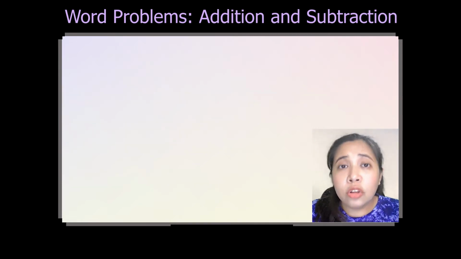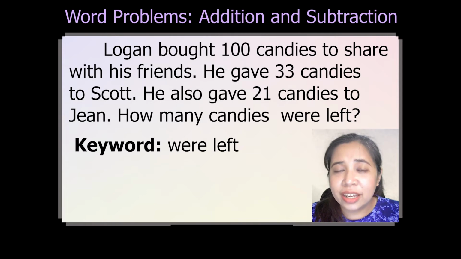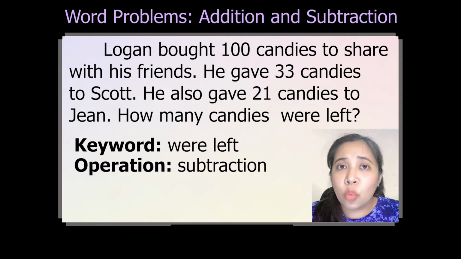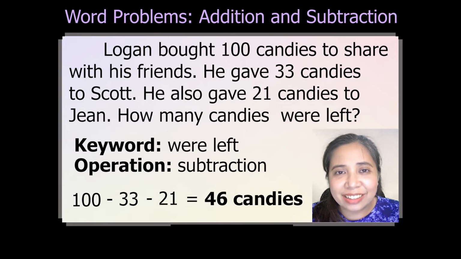Another example, Logan bought 100 candies to share with his friends. He gave 33 candies to Scott. He also gave 21 candies to Jean. How many candies were left? So, ang keyword naman natin sa word problem na ito ay ang salitang were left. At kapag nakita o narinig natin ang salitang ito, that means that we're going to subtract the numbers. So, 100 minus 33 minus 21 is equal to 46 candies.